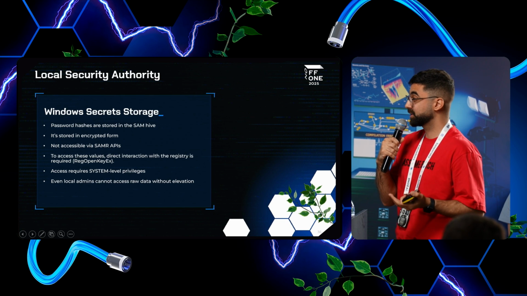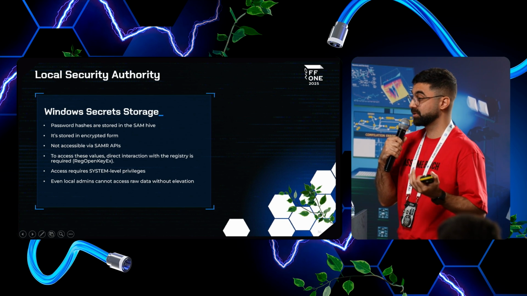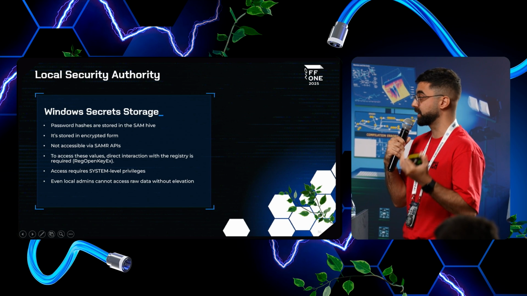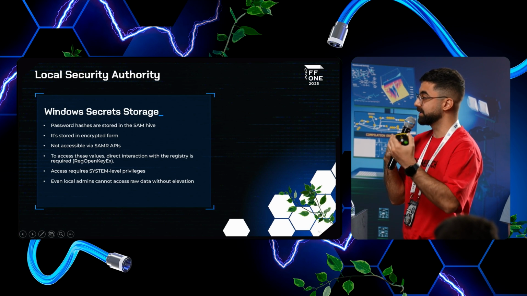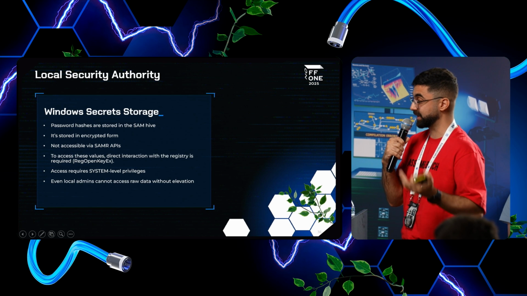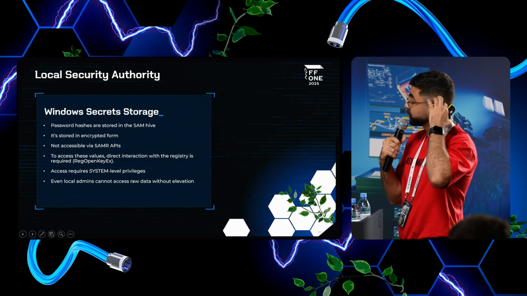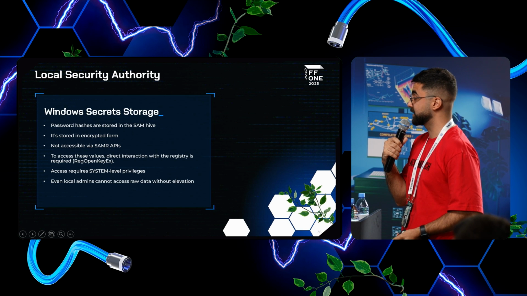But there is something special about the SAM and Security hives. You can't access them without SYSTEM privileges. Even if you are an administrator and you want to read these values through these APIs, you cannot access them. There is another way to access them, which we'll see later. For now I just want you to know that they have an ACL for SYSTEM privileges.